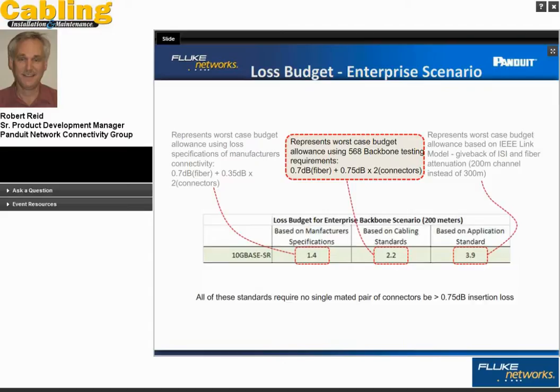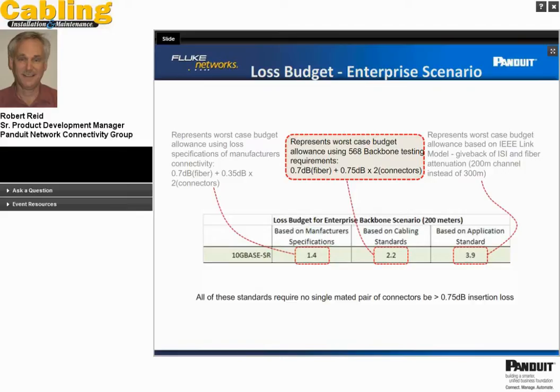If I had, let's say, a 0.35 dB LC connector, mated pair max, with the same amount of fiber attenuation, my budget would be 1.4. And there are customers out there that we come across that hold us to manufacturer specs. On the other side of the spectrum is what the application budget can stand.